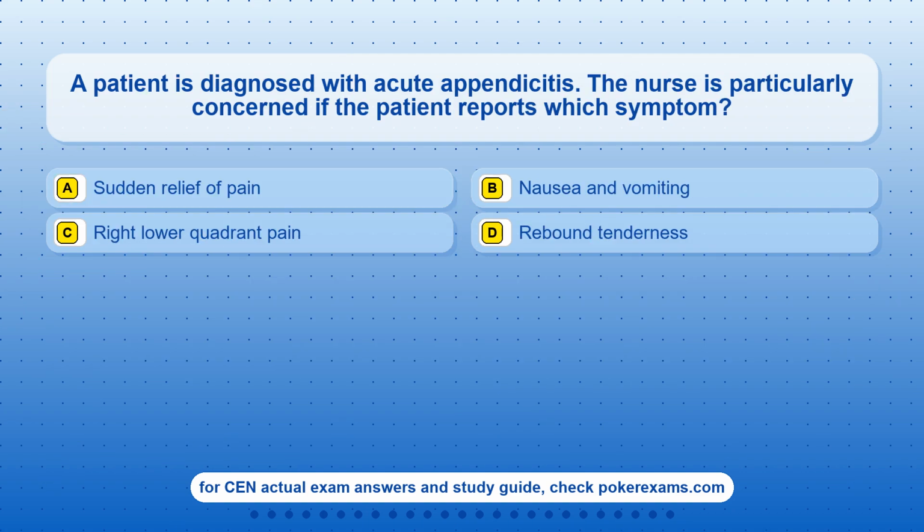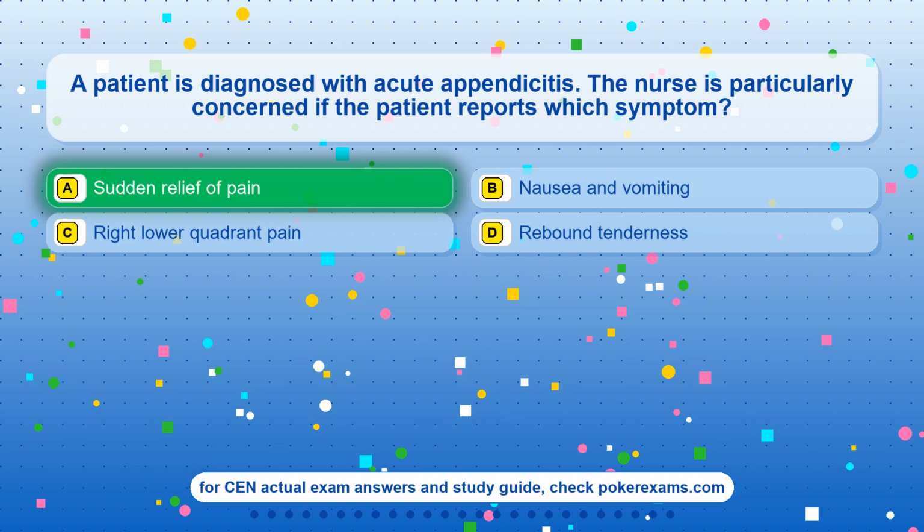Question 22. A patient is diagnosed with acute appendicitis. The nurse is particularly concerned if the patient reports which symptom? Option A, sudden relief of pain. Option B, nausea and vomiting. Option C, right lower quadrant pain. Option D, rebound tenderness.